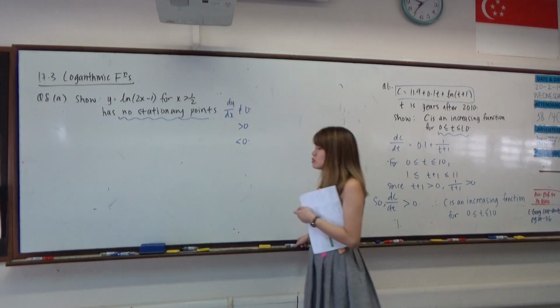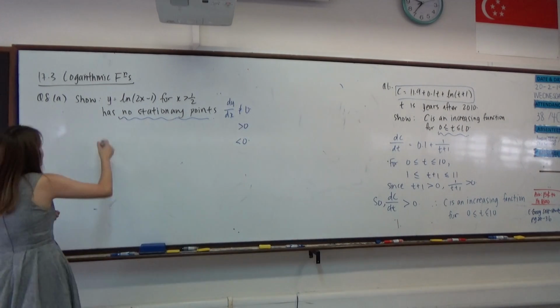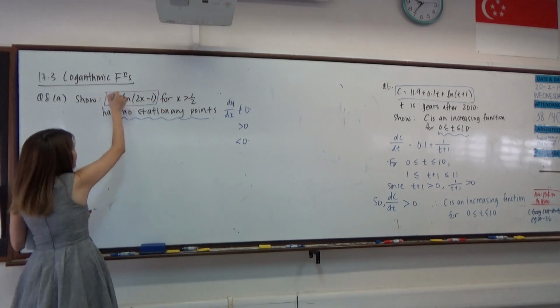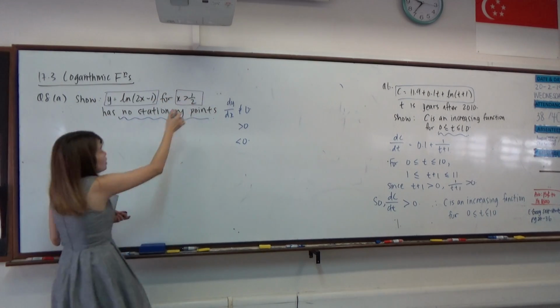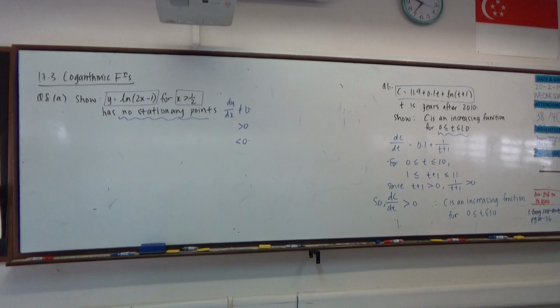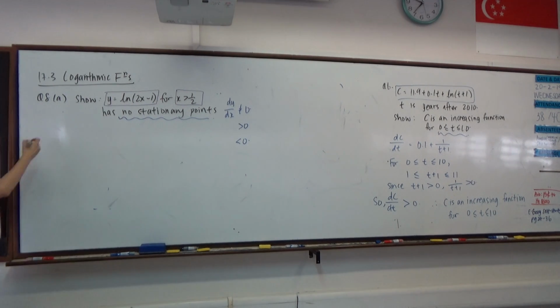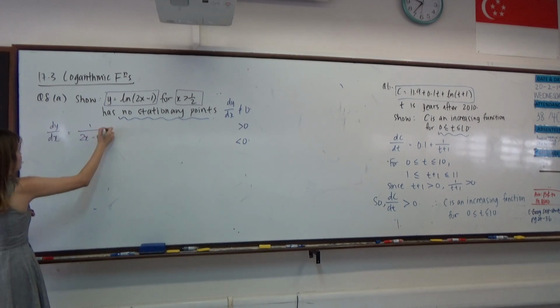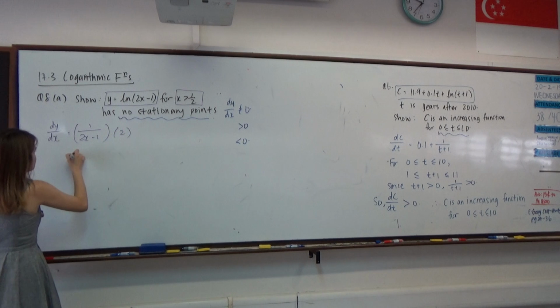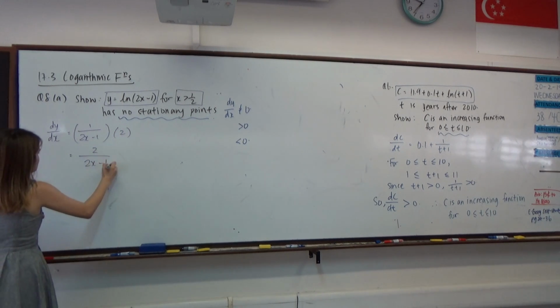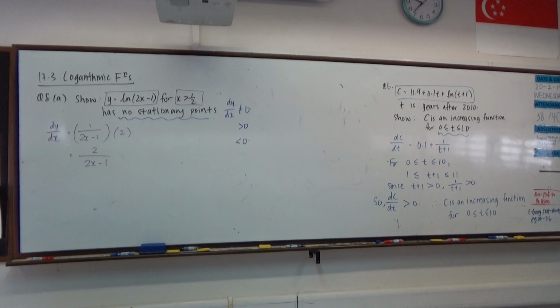Alright, we are given two pieces of information. One is the equation, another one is the inequality. Within this particular interval of x values, there are no turning points, no point of inflection. So we will look at the derivative. So dy over dx equals 2 over 2x minus 1.